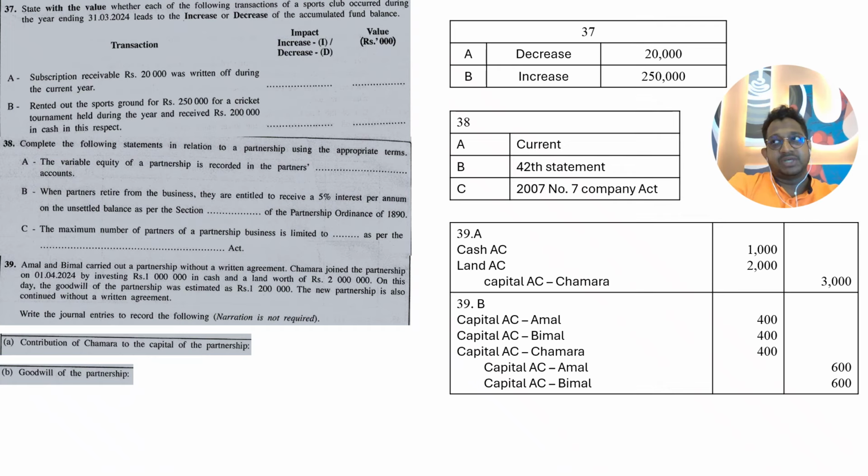So when you're adjusting goodwill, always you should debit goodwill based on your new ratio. And your new ratio for Amal, Bimal, and Chamara is 1 to 1 to 1. And then you have to credit for your old ratio. The old ratio is 1 to 1, right? Yes, so that's how you are recording the goodwill.